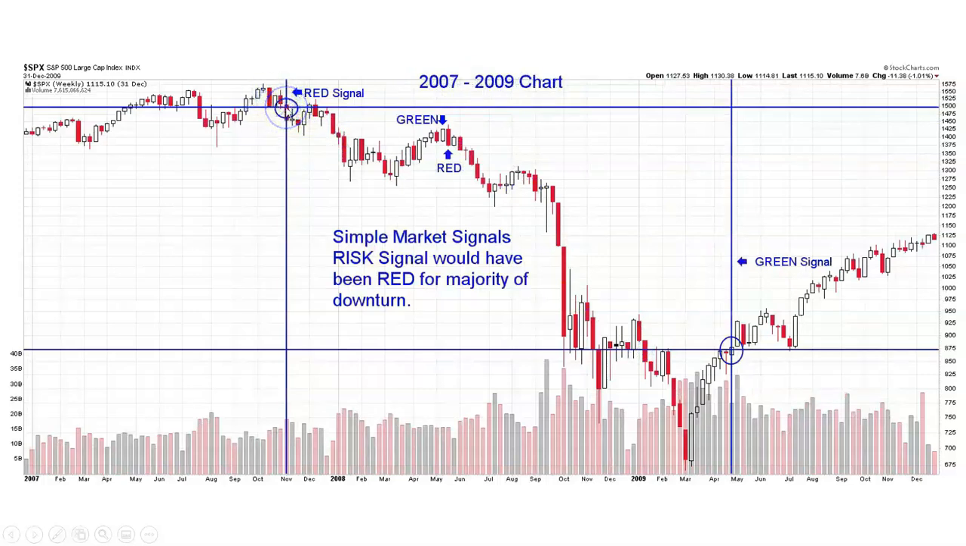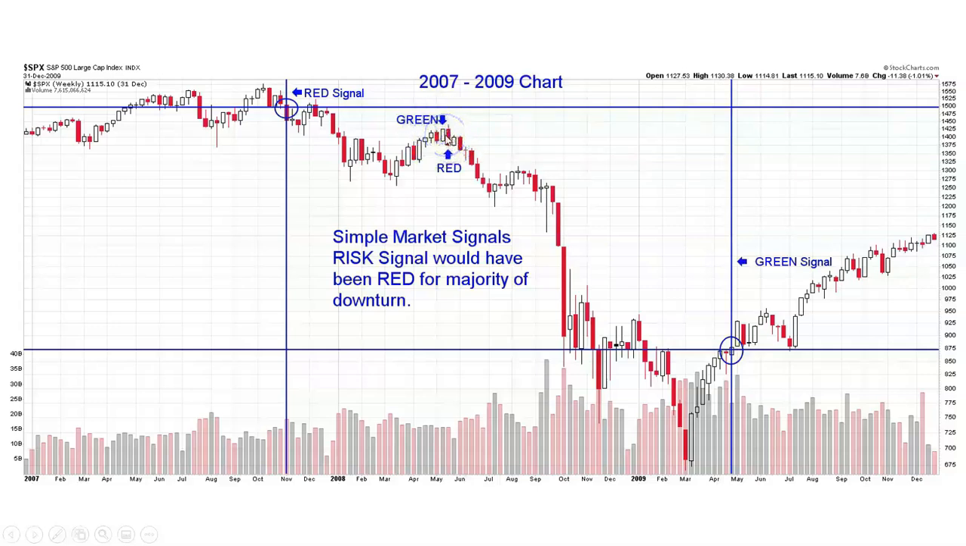Now let's take a look at the bear market from '07 that ended in '09, and you can see here that the risk signal would have turned red right around 1,500 on the S&P 500. The risk signal would have been red for the majority of the downturn. We did have one short green signal right here that lasted one week, and then the market rolled back over, so maybe you would have had a small loss here.